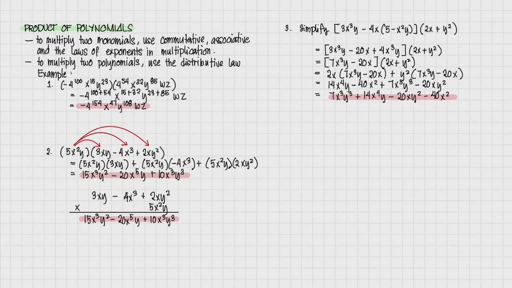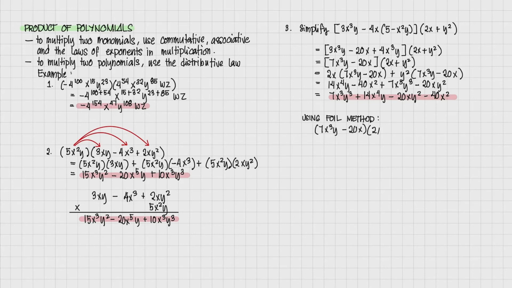Now, another method of solving this is by using the FOIL method. So, FOIL method natin. Let's write down our expression. Dito na tayo sa simplified, yung na-distribute na natin yung terms dito. So, na-simplify na natin yung dalawang expressions. So, you get 7x cubed times y minus 20x times 2x plus y squared.